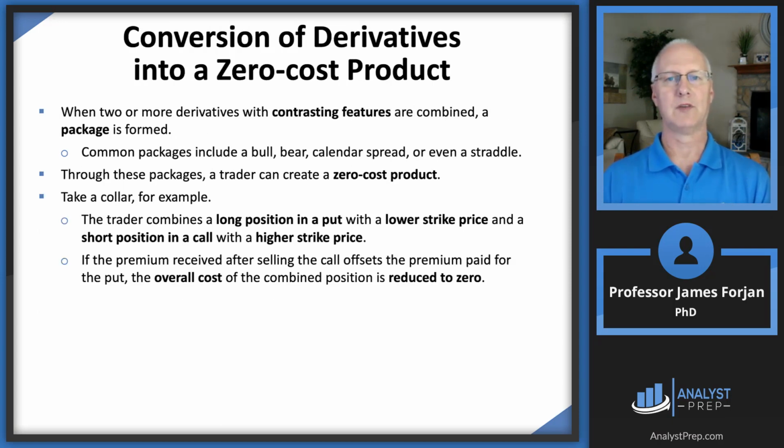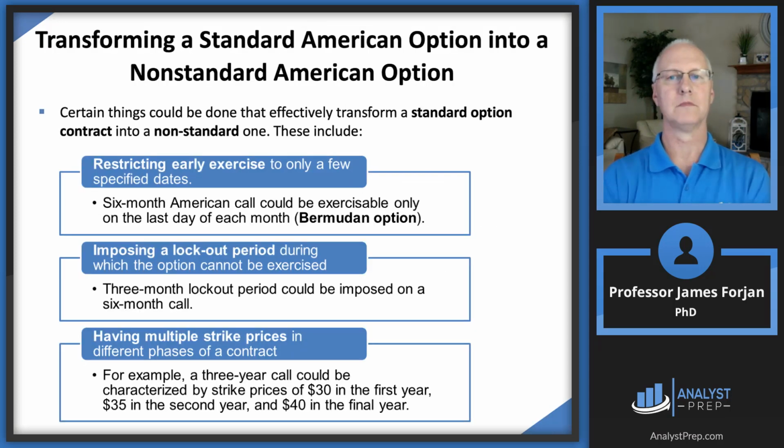How about this concept of a zero cost product? So think about the easiest way to do this. You could buy a call option and you could write a put option. And if the price of the call is equal to the price of the put, that's a zero cost product. So you have a position in two derivatives, right? The call and the put. But since you bought one and since you wrote one, you have cash going out and cash coming in. And this is a zero cost product.